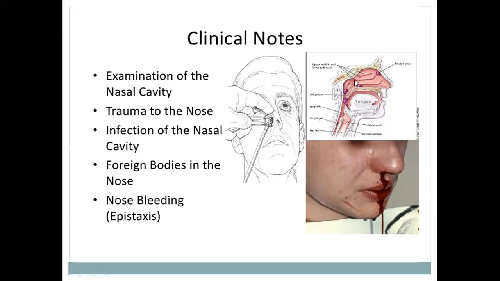So infection of the nose is quite dangerous. Sometimes kids put foreign bodies inside the nose, which get stuck between the septum and the lateral wall of the nose. Nasal bleeding I have already discussed.